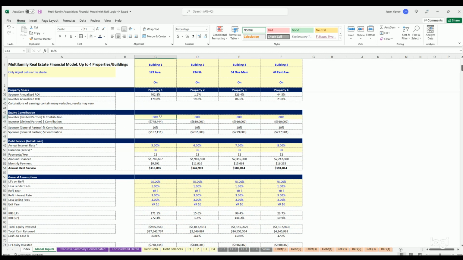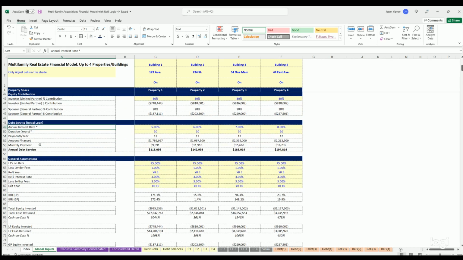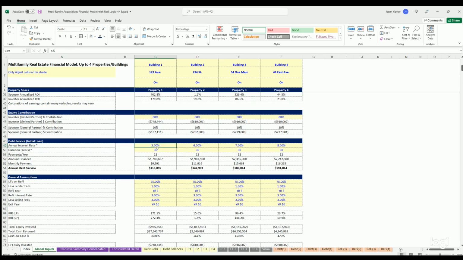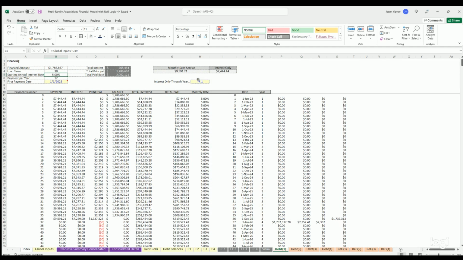equity contribution. So this is where you can define the waterfall structure a bit in how much of the equity that's required is coming from the LP versus the GP. You can adjust that for each deal. You can also adjust the loan rates for each deal, the interest rate, the term for each of these. Now on the actual debt tab, you can determine if it's interest only or not right here for each of these.